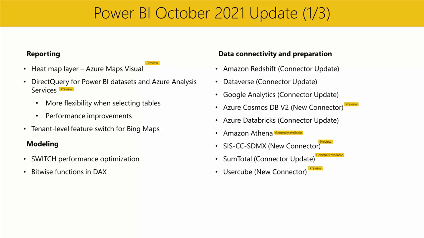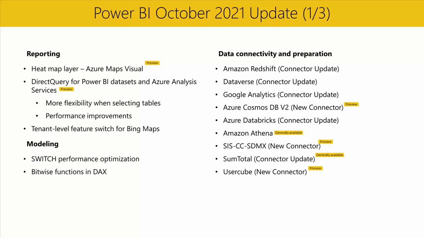First, we are happy to introduce the heat map layer to the Azure Maps visual in this release. Heat maps are used to represent the density of data using a range of colors and are also an effective way to highlight or call out specific areas of interest on a map. Heat maps are a great way to render datasets with large numbers of points.